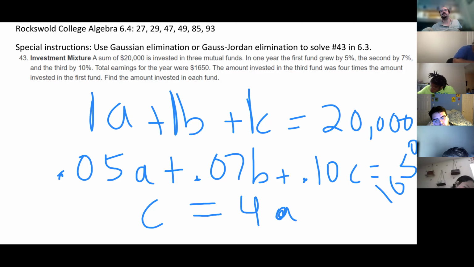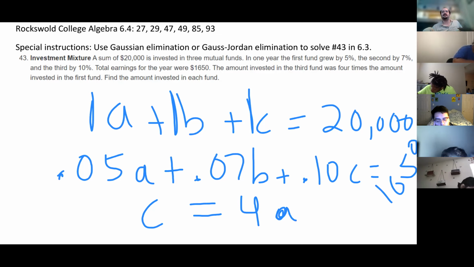When we add them all up, we invested a total of 20,000, is what this first line tells me. In this case, if it's the equation, we are going to write A plus B plus C equals 20,000. Yeah, that's correct. Okay, and how about the second?